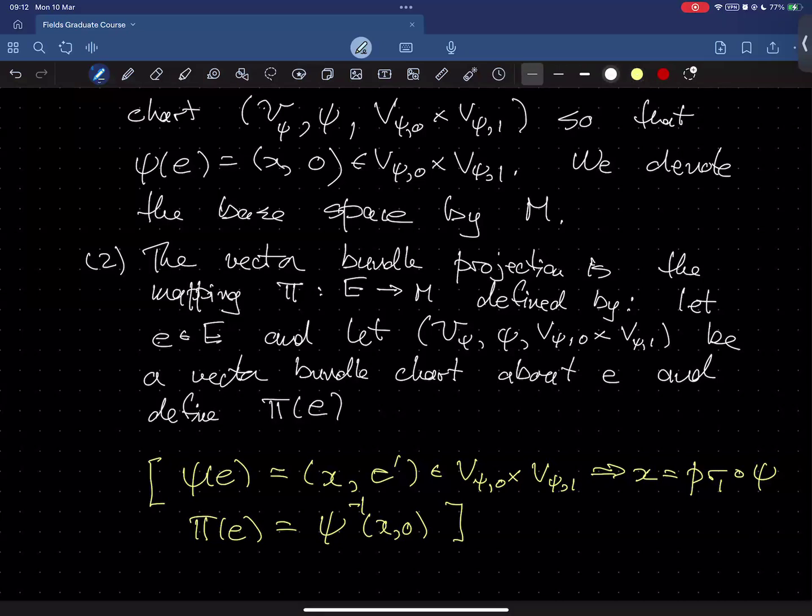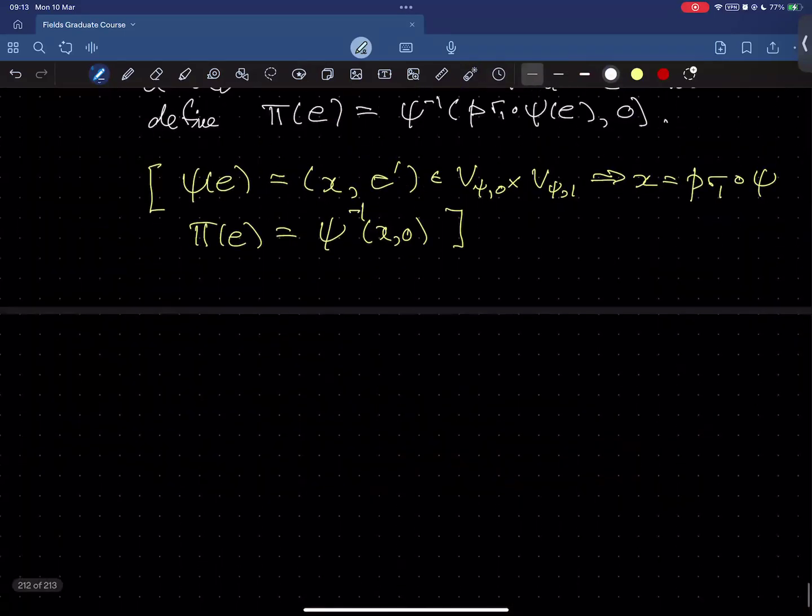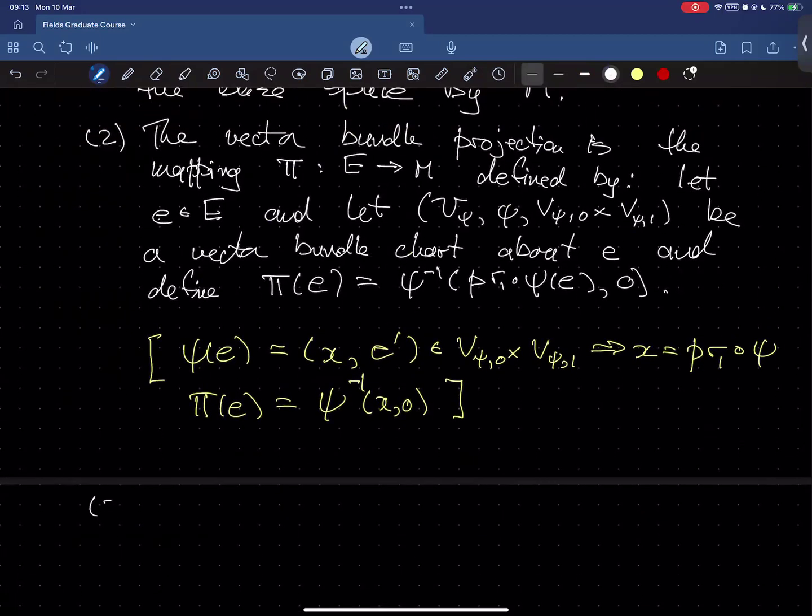It's psi inverse of PR1 composed with psi of E. So that's the definition, and we'll have to make sense of that somehow. Just like the previous case, the problem might be that this definition of pi isn't well defined, because the base space needs to be well defined, so we have to prove that. And then we have to prove that this definition of pi is independent of the chart. So that's another construction, and again, we have to make sense of these constructions, but we'll do that.